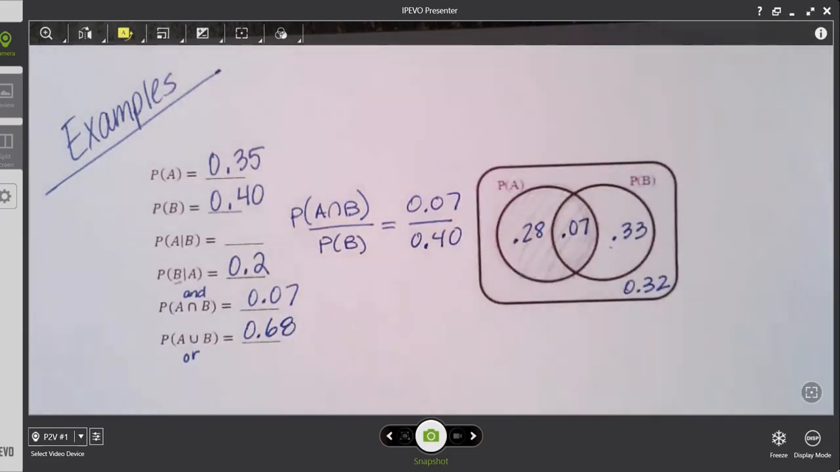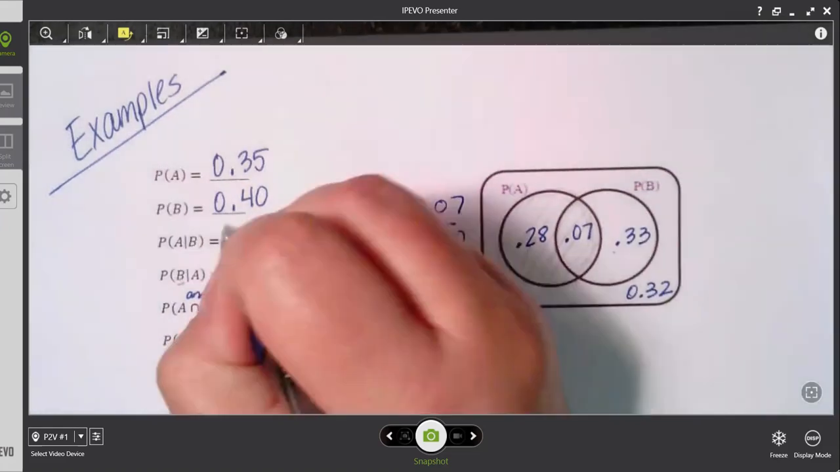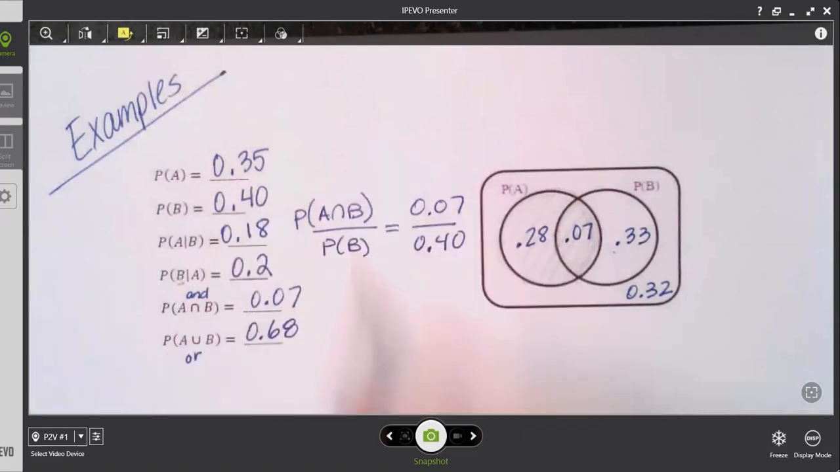And I think that's 0.175. Let's go ahead and keep to the 100th, sorry. So that's 0.175. I'm going to round it and say 0.18. And I've got everything I need. That was our first example. Let's do another.